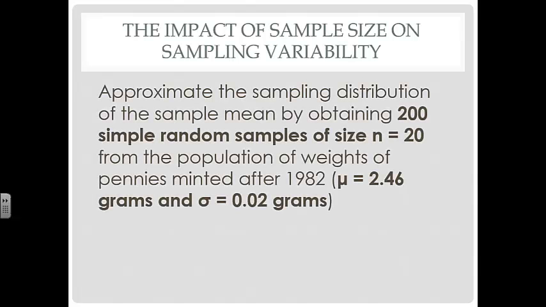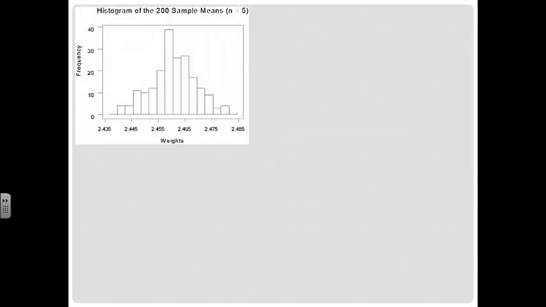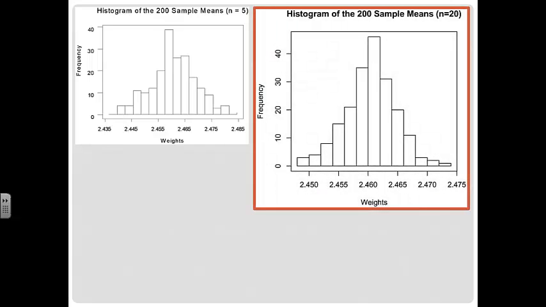So now let's take a look at the impact that a sample size has on the sampling variability. So we're going to approximate the sampling distribution of the sample mean by obtaining 200 simple random samples, but this time we're going to look at samples of size 20. So again, here was our histogram for when our sample size was 5. And now look what happens when our sample size is 20.